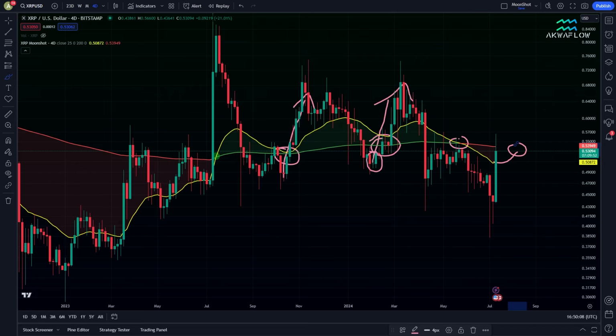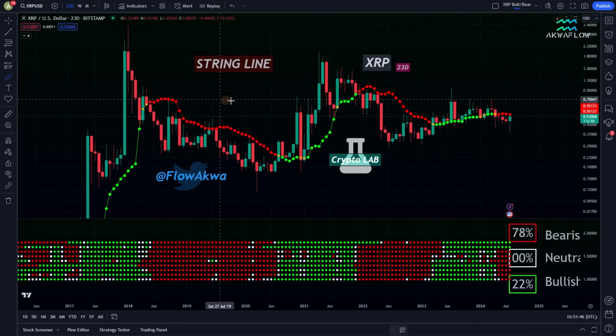Now let's move to the XRP Bull Bear Index chart. On this chart we have the strength line with the red and green dots, and just below it we have the XRP Bull Bear Index. And this index is available for free on my website. If you want more information about it, just have a look at the description of the video.